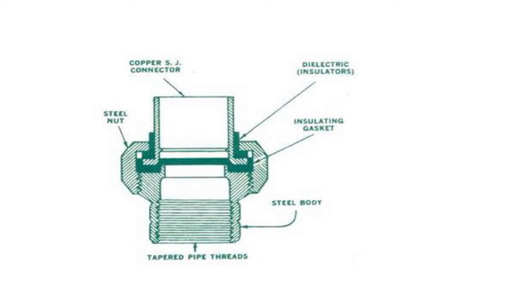A dielectric union is used to join copper tubing to steel pipe. This union is necessary to prevent galvanic corrosion. Galvanic corrosion occurs when dissimilar metals are connected together, and it results in corrosion of the piping and possibly leaks. As you can see, the union has an insulating gasket to separate the two metals.